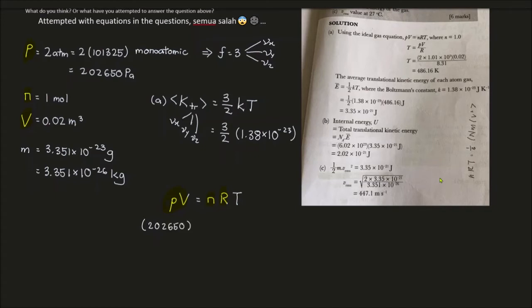202,650. Volume will be 0.02. Number of mole will be 1. Your gas constant, universal gas constant, I think is 8.31 in your constant sheet. And temperature. So if you calculate everything, the answer that you should get should be around 487.00 Kelvin. Something like that. Okay, I might be slightly deviated, but it's around 487.